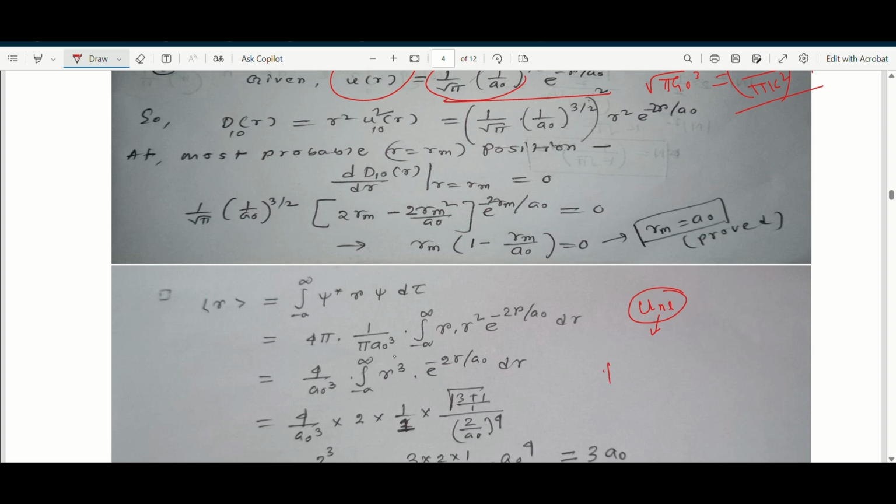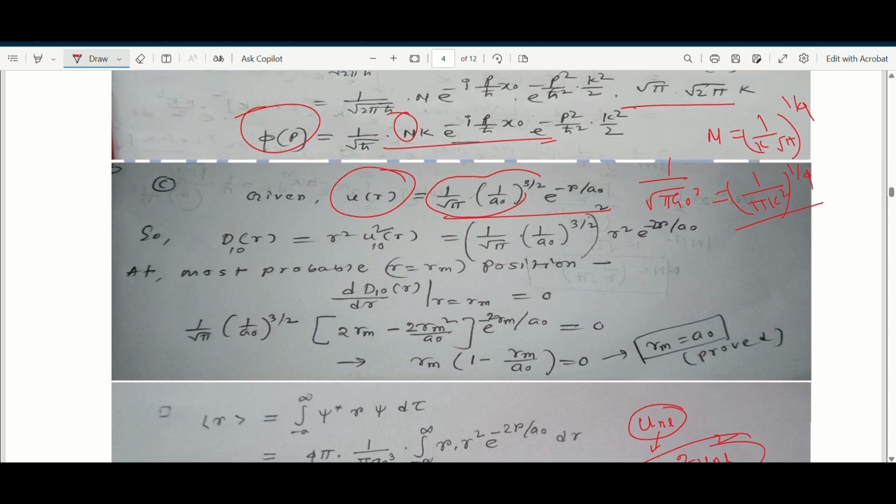The probability distribution DNL is written as R squared times UNL square. This is the probability distribution DNL. So here, the ground state, that is n equals to 1, l equals to 0. Corresponding to this state, the probability distribution function looks like R squared times U10 square.